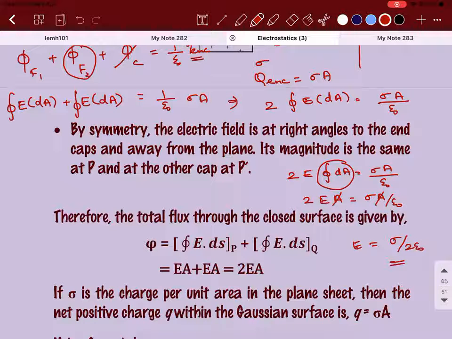So that is the electric field through each side. What did I say in the beginning? The plane sheet is charged on both the sides. So due to the charge present on each side, there is an electric field of how much value getting generated? Sigma divided by 2 epsilon naught. So each side is creating a field of sigma by 2 epsilon naught. What will be the total field? Sigma by epsilon naught.